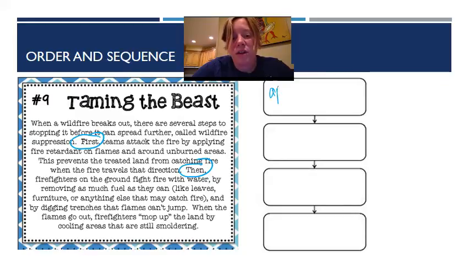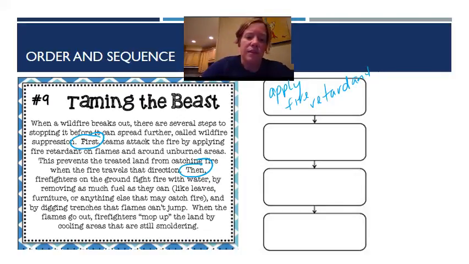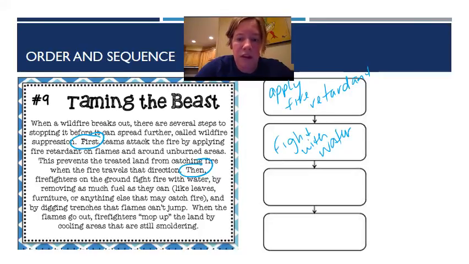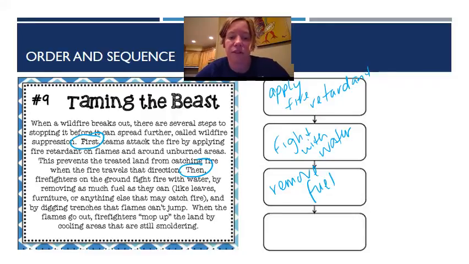They apply a fire retardant. What that means is they apply like a foam or a spray that keeps things from burning. So they apply a fire retardant. Keeps the fire from spreading. And then it says, then the firefighters on the ground fight with water. So step 2, they fight with water. They remove the fuel, like leaves and other things that burn quickly. And when the flames go out, they mop up the land by cooling those areas.